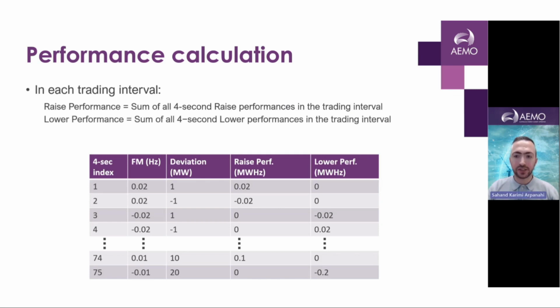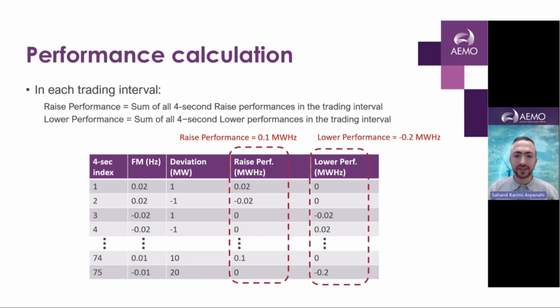Finally, in each 5-minute trading interval, we sum up all the 4-second raise and lower performance values to determine the raise and lower performance of the unit over the trading interval. In this example, the sum of all 75 4-second raise performances is positive, which means the unit overall provided a helpful response when there was a need to raise the frequency. However, the sum of lower performances is negative, which indicates the response of the unit was unhelpful when there was a need to lower the frequency.